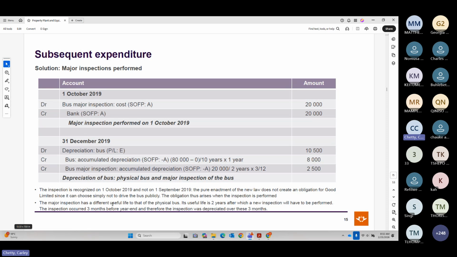So the major inspection has a useful life, which is different to that of the physical bus. Just note, remember we said that the useful life of the inspection is 2 years, after which a new inspection will have to be performed. And then because the inspection occurred 3 months before year end, that is why we depreciated it for 3 months instead of the full year. Okay, so that is how to account for a major inspection. And you'll see that this will be in some of your tutorial and your practical questions.